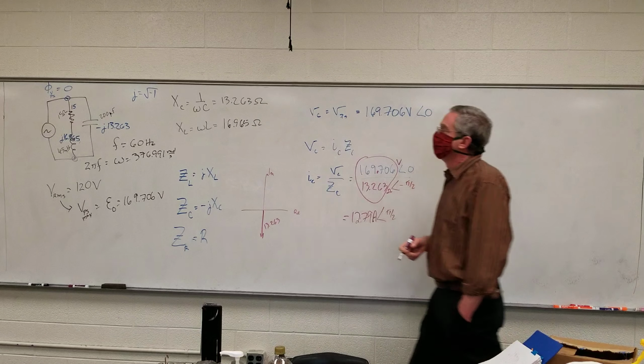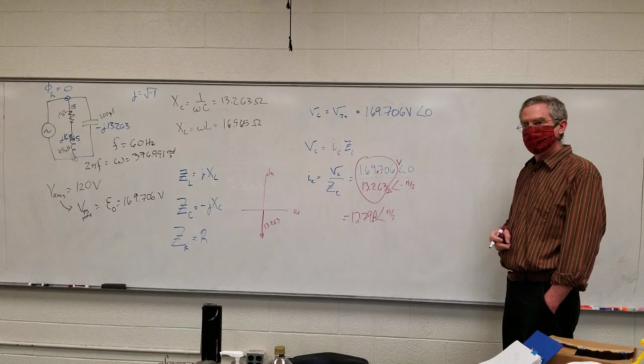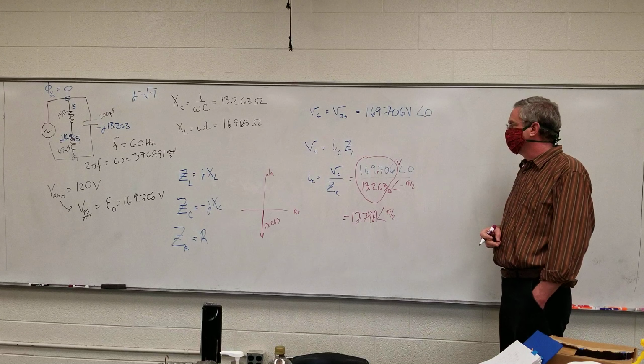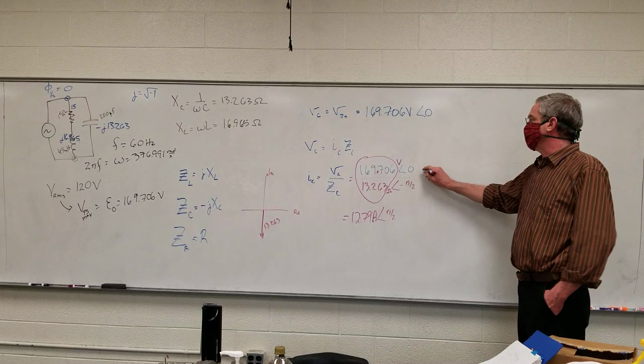Why, when 0 is divided by negative pi over 2, why isn't it 0? They're subtracted, not divided. Because this represents 169.706 e to the i omega t plus 0. And down here you've got 13.263 e to the i omega t minus pi over 2. And so when you do that division right there, you end up with subtraction: 0 minus the negative pi over 2. Gotcha.